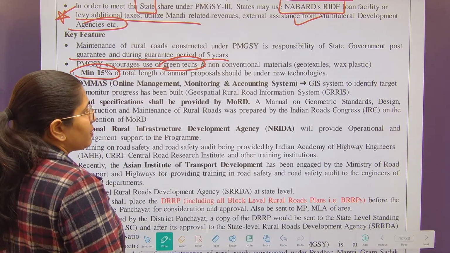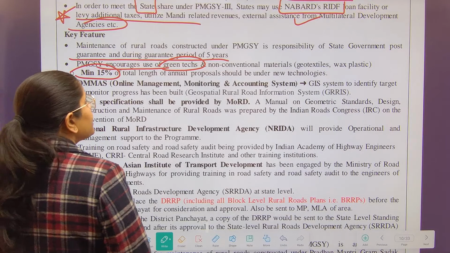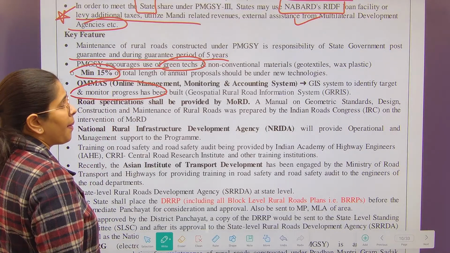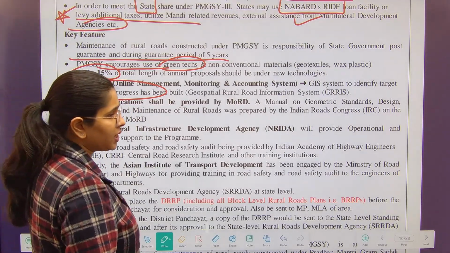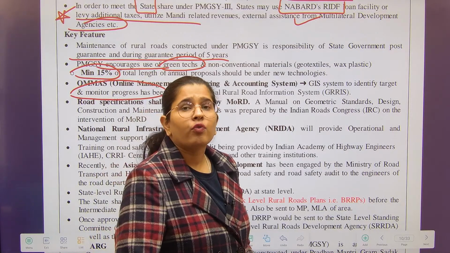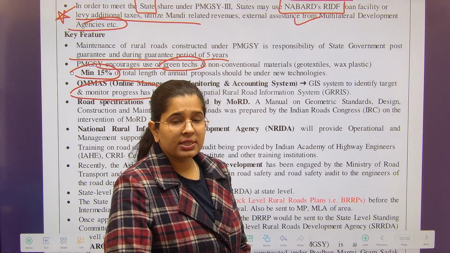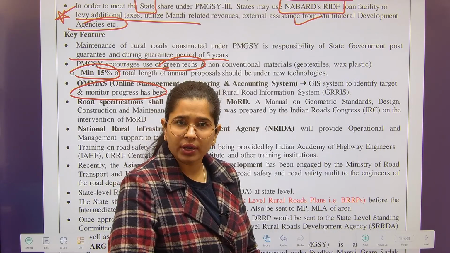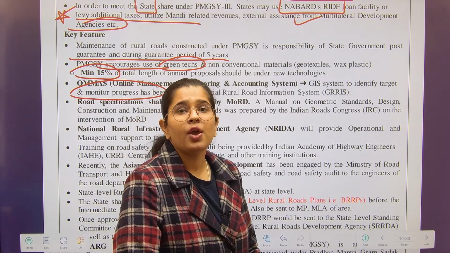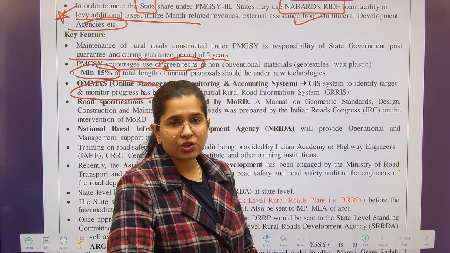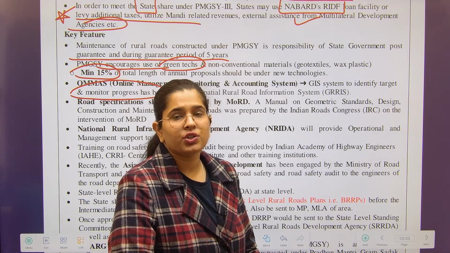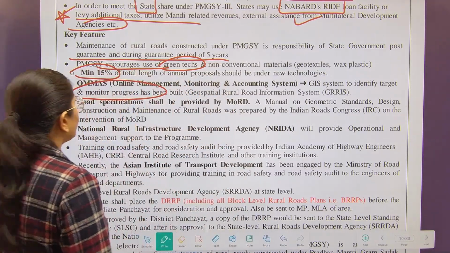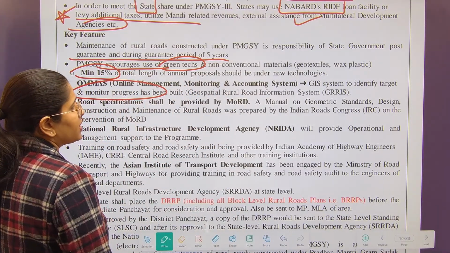Next is your Online Management, Monitoring and Accounting System. This is a GIS system where you will identify wherever the progress has been made. So geospatial is like your maps, right? What we know as GPS is the global positioning system. We are able to reach any destination because we know the location. So this is a new technology where you monitor the ongoing construction work, how much construction has been completed, how much length has already been covered. This is a kind of online monitoring that the implementing agencies will do.